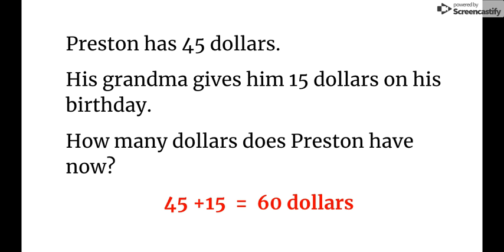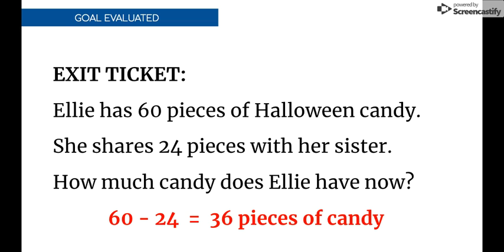And then Preston has $45. His grandma gives him $15 on his birthday. How many dollars does Preston have now? 45 plus 15 is $60. And these they would solve as a partner, and then we would come back together as a whole group and discuss our strategies. At that point I check to see, is most of the class tracking, or did they have difficulty with this?